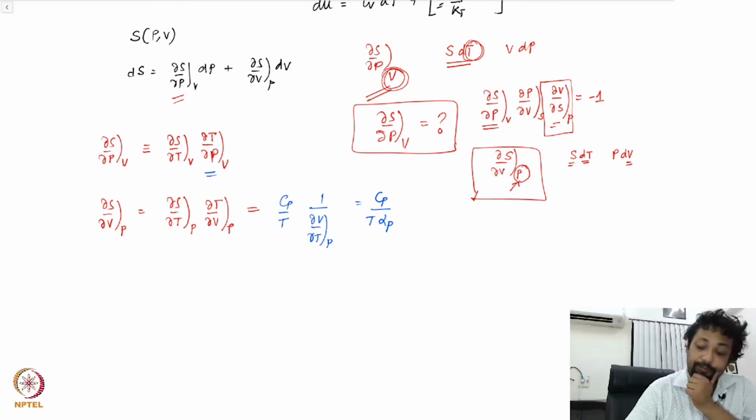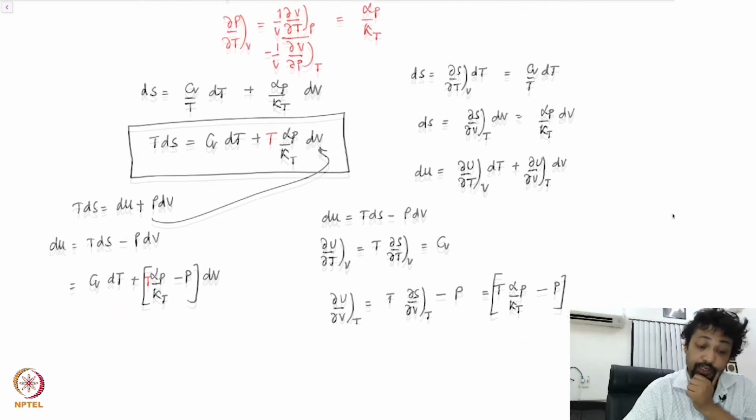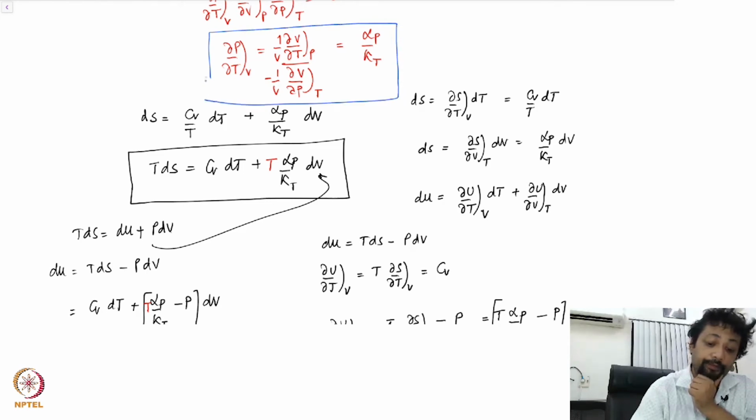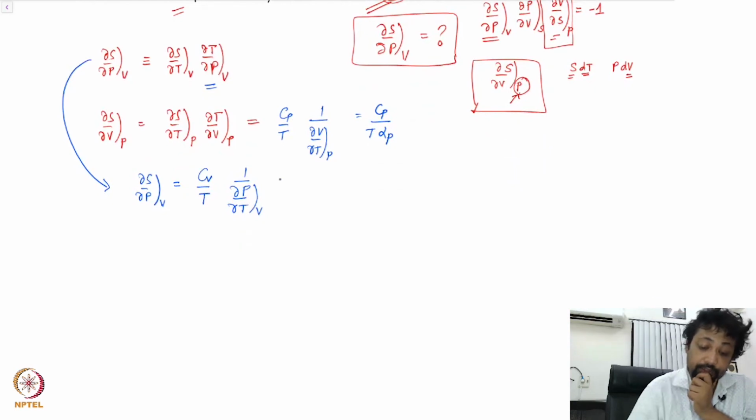But del P del T, so this one I can write down is del S del T volume constant, which is Cv over T, and this is del P del T volume constant. But look, I know what del P del T volume constant is. It's alpha P by kappa T. I can use this now. So this is Cv over T, 1 over alpha P by kappa T.